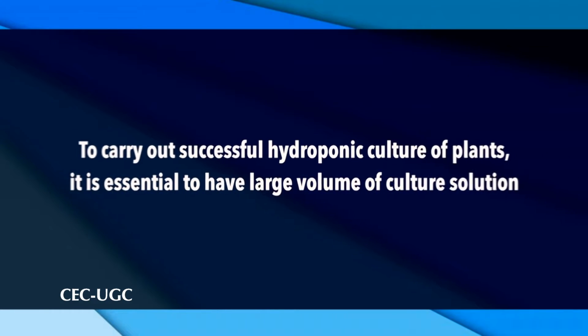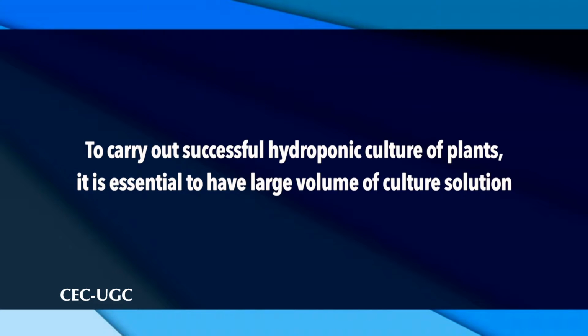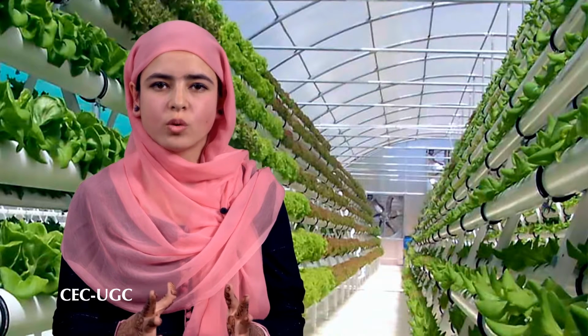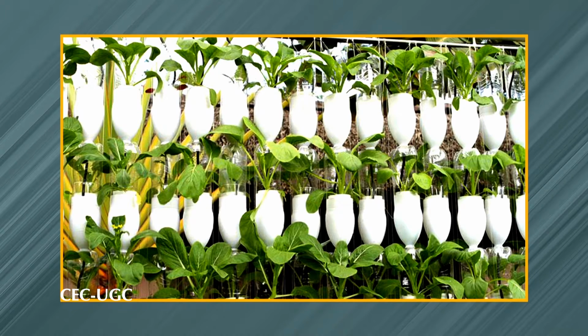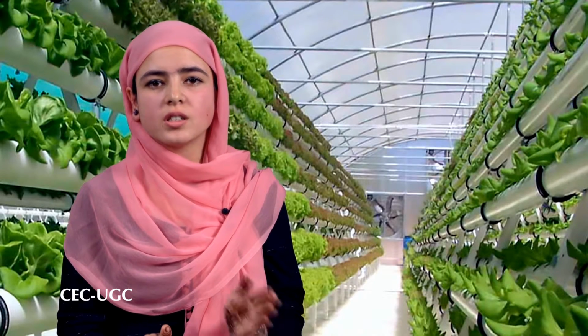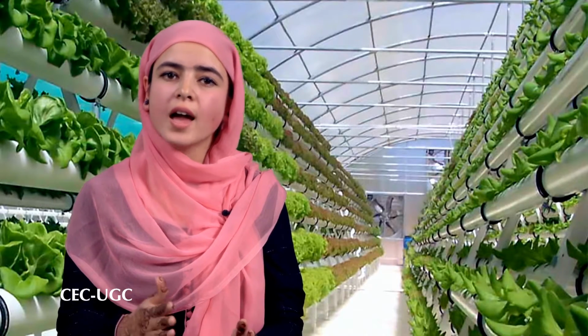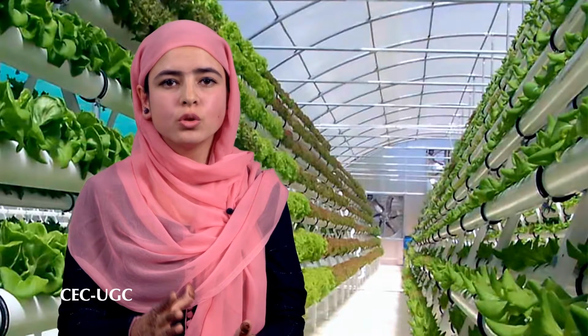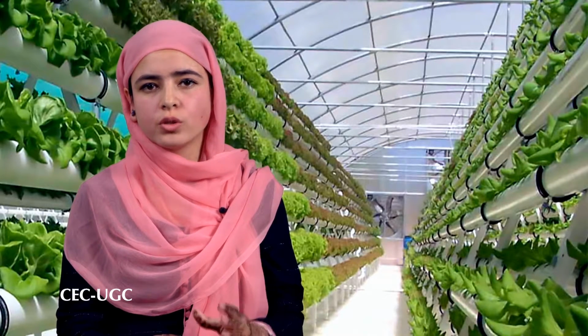To carry out successful hydroponic culture of plants, it is essential to have a large volume of culture solution. Furthermore, nutrient concentration of the medium should be frequently adjusted. This helps to prevent severe changes in nutrient concentrations and pH of the medium due to nutrient uptake by roots.